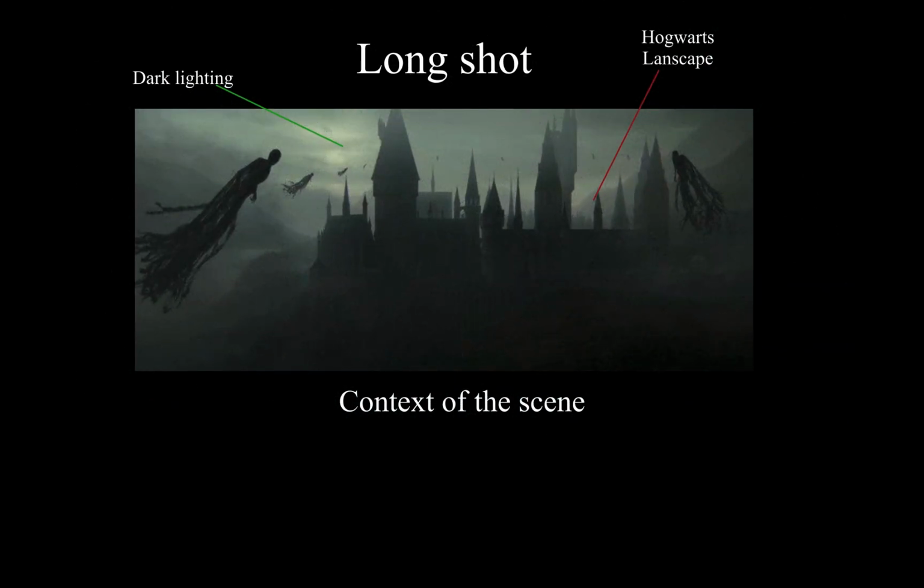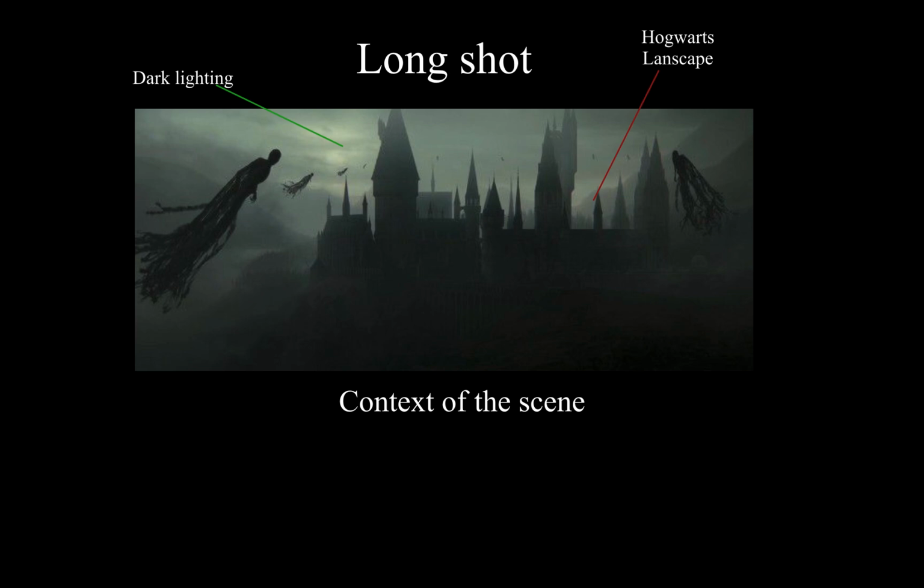Next, and finally, the director has used a long shot. The audience can see the silhouette of Hogwarts, along with dark mountains in the background. There are Dementors surrounding the area and forming a circle. This shot captures the dark, foggy lighting and the landscape.